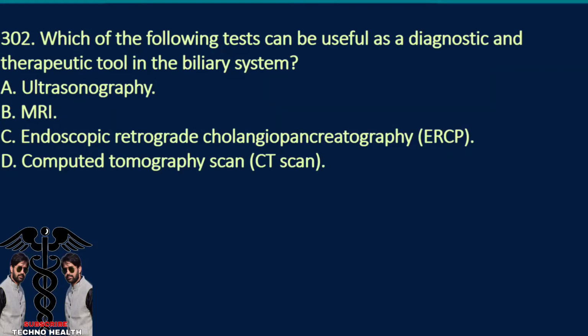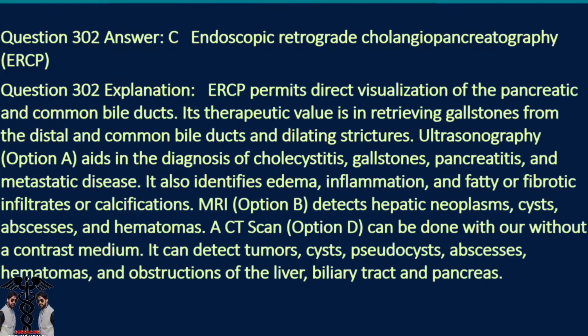Question 302. Which of the following tests can be useful as a diagnostic and therapeutic tool in the biliary system? A. Ultrasonography, B. MRI, C. Endoscopic retrograde cholangiopancreatography, ERCP, D. Computed tomography scan, CT scan. Question 302 Answer: C. Endoscopic retrograde cholangiopancreatography, ERCP.